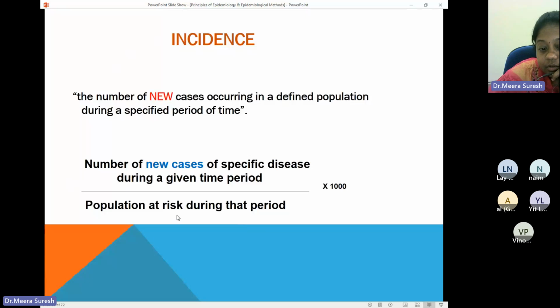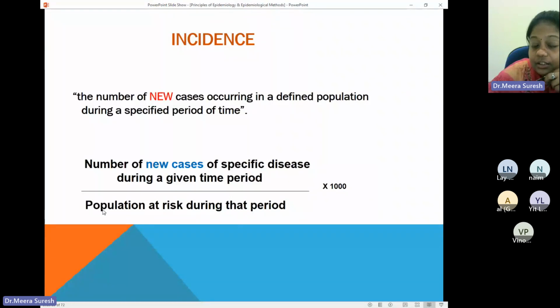And when we say population at risk, it actually has a very confined or restricted meaning. Suppose we are going to measure the incidence of cancer cervix. From the population at risk, because we are going to learn about cancer cervix, we don't have to include the male population in the denominator because they don't have a cervix. We don't have to study them.